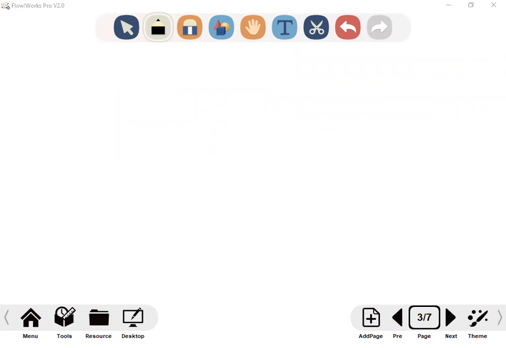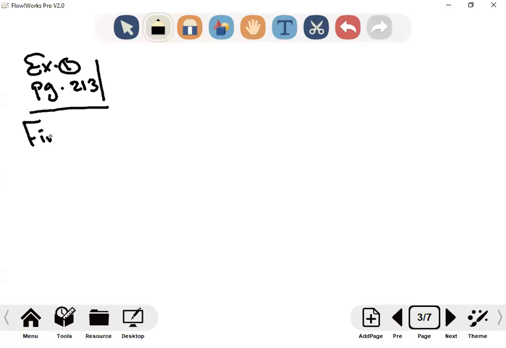Example 1, page 213. Find negative 2 over 3 divided by 1 over 9. Now we said the negative, if it's for the whole fraction, we give it to the numerator always, right? So let's apply the formula.